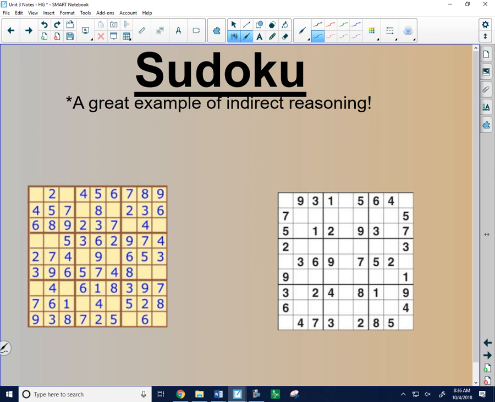is indirect proof. So there's another, indirect reasoning. Let's start there. Have you guys ever done a Sudoku puzzle?